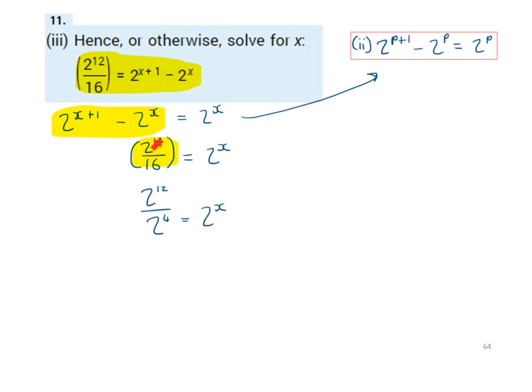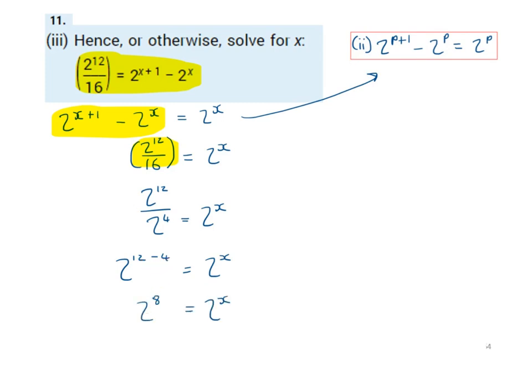So 2 to the power 12, which is our numerator, stays as 2 to the power 12. And 16 we rewrite as 2 to the power 4. The right hand side stays the same. Next, we're dividing powers with the same base, so we subtract the powers. So it's going to be 2 to the power 12 minus 4, and the right hand side stays the same. And 12 minus 4 is 8, so we have 2 to the power of 8.